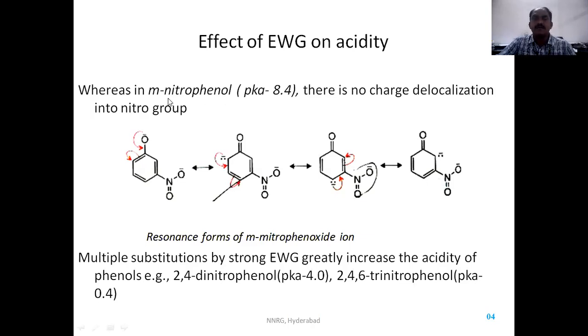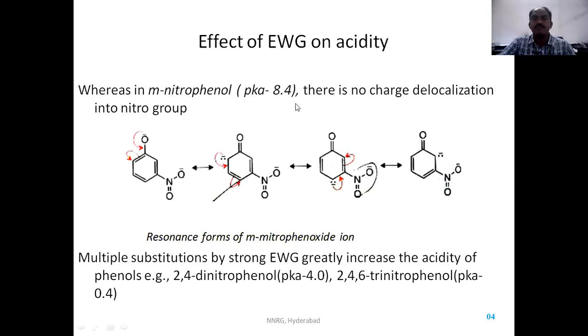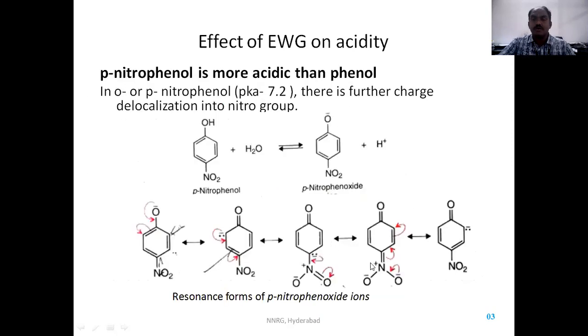That is the reason when you compare, the pK value of paranitrophenol is 7.2, whereas metanitrophenol is 8.4, whereas phenol is 10. Phenol is less acidic than metanitrophenol and paranitrophenol. In metanitrophenol, the charge is not delocalized into the nitro group, whereas in ortho and para, electrons are delocalized into the nitro group. So distribution takes place and stability increases.